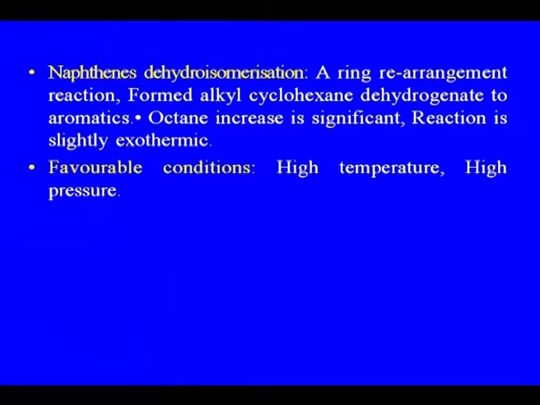Already we discussed dehydrocyclization. Naphthenes dehydroisomerization is a ring rearrangement reaction where the alkyl cyclohexane dehydrogenates to aromatics. The octane increase is significant, and the reaction is slightly exothermic. Favorable conditions: high temperature, high pressure. Here you see high pressure, while somewhere else you saw low pressure. So, that is the optimum condition that has to be maintained in the catalytic reforming process.